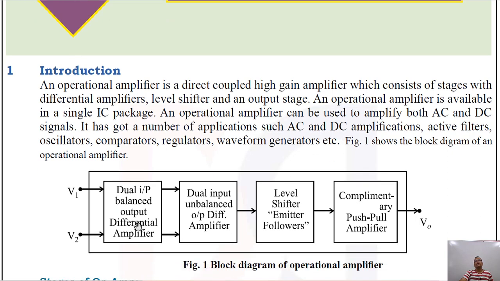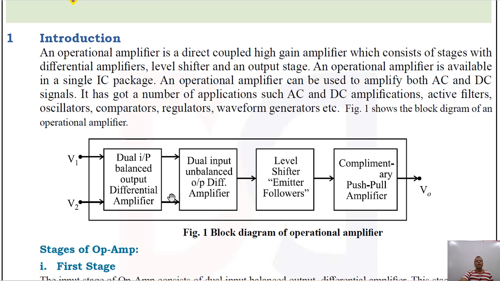You can see this is the block diagram of the operational amplifier. So it consists of four stages. The first stage is dual input balanced output differential amplifier. We have seen the differential amplifiers in the previous chapter. I hope you have seen the videos. So the input stage of the amplifier is what? Dual input. It means we have two inputs and balanced output. Balanced output means we have two output terminals. So that is called dual input balanced output differential amplifier at the first stage.